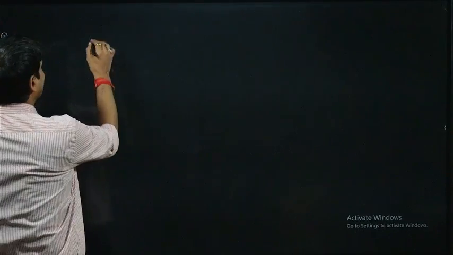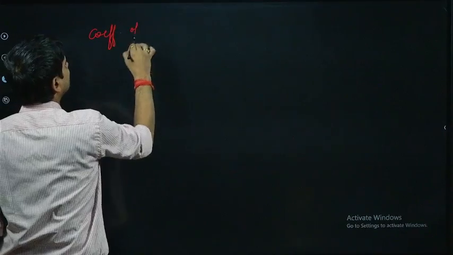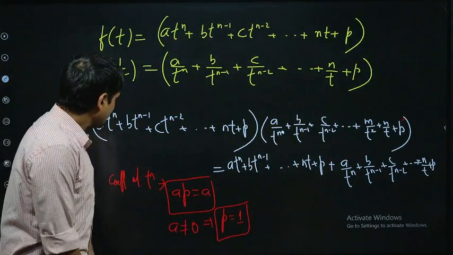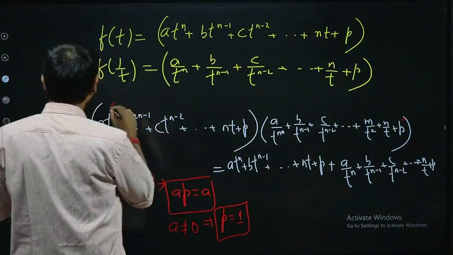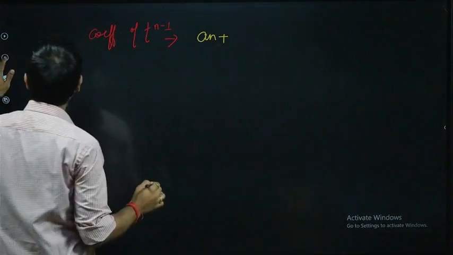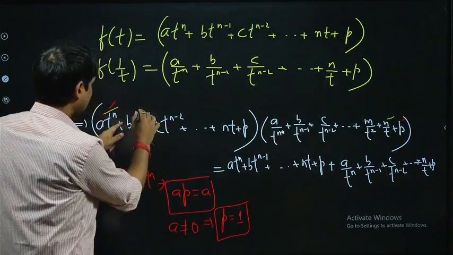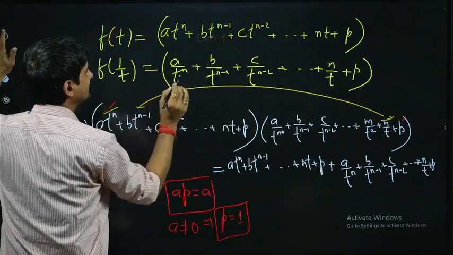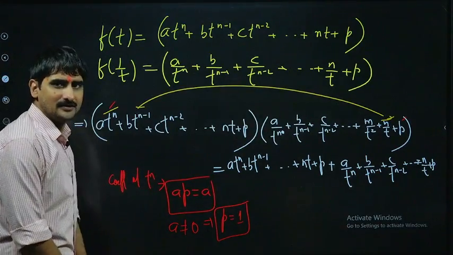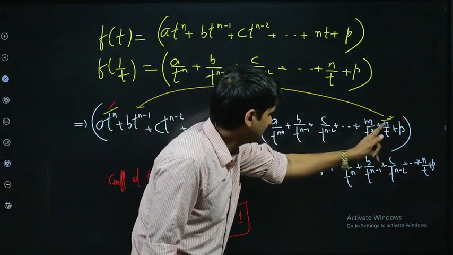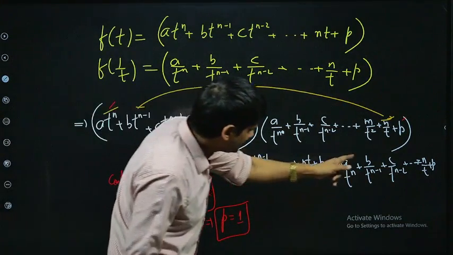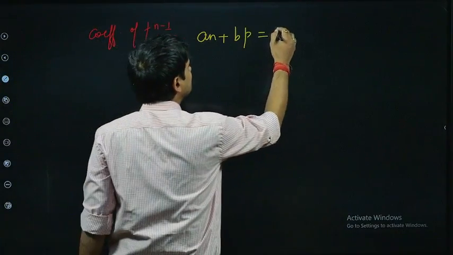Now let me collect the coefficient of t raised to the power n minus 1. How will we get it? When you multiply this by this, so this is an. Is there any other way? t raised to power n minus 1, when you multiply it by this, so this is bp. I don't think we have any other way of getting it, isn't that so? Right, now here t raised to power n minus 1 is nothing but b here.